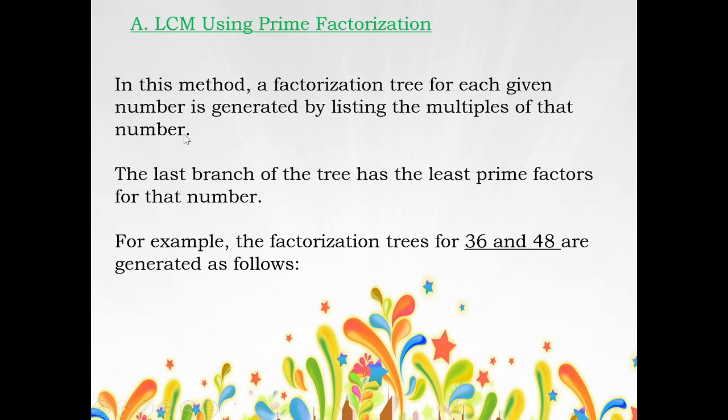the multiples of that number. The last branch of the tree has the least prime factors for that number. For example, the factorization trees for 36 and 48 are generated as follows. So, let's use 36 and 48. Okay?